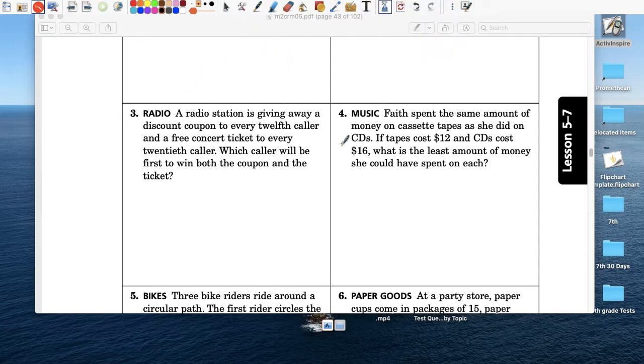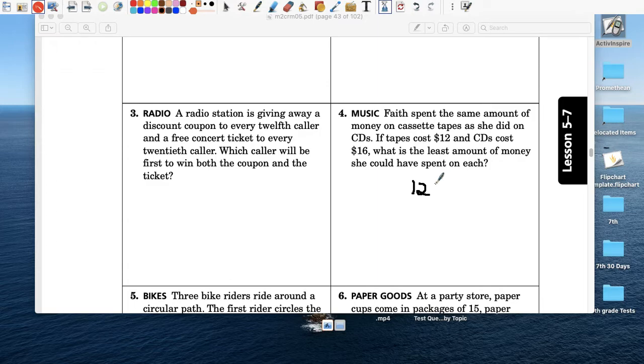Question 3. Faith spent the same amount of money on cassette tapes as she did on CDs. You can tell how old this question is. The tapes cost $12 and the CDs cost $16. What is the least amount of money she would have to spend?